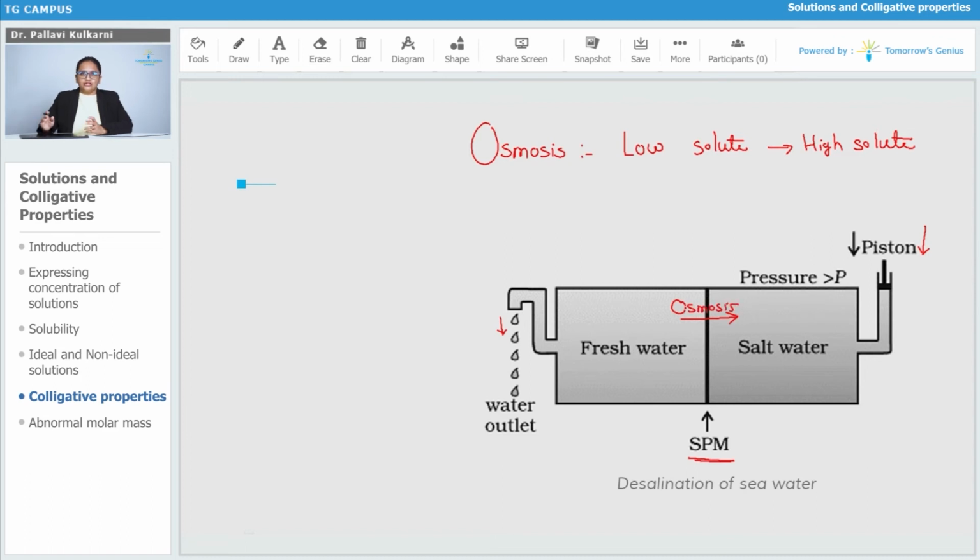Now this osmosis is taking place, so there will be certain pressure related to this osmosis. So if we apply a pressure equal to or greater than the osmotic pressure from this side, what will happen? It will force the solvent particles to move exactly in the opposite direction, that is from the high solute concentration to the low solute concentration. Why is this taking place? Because we are applying a much higher pressure than the osmotic pressure. So therefore there will be a reverse osmosis.